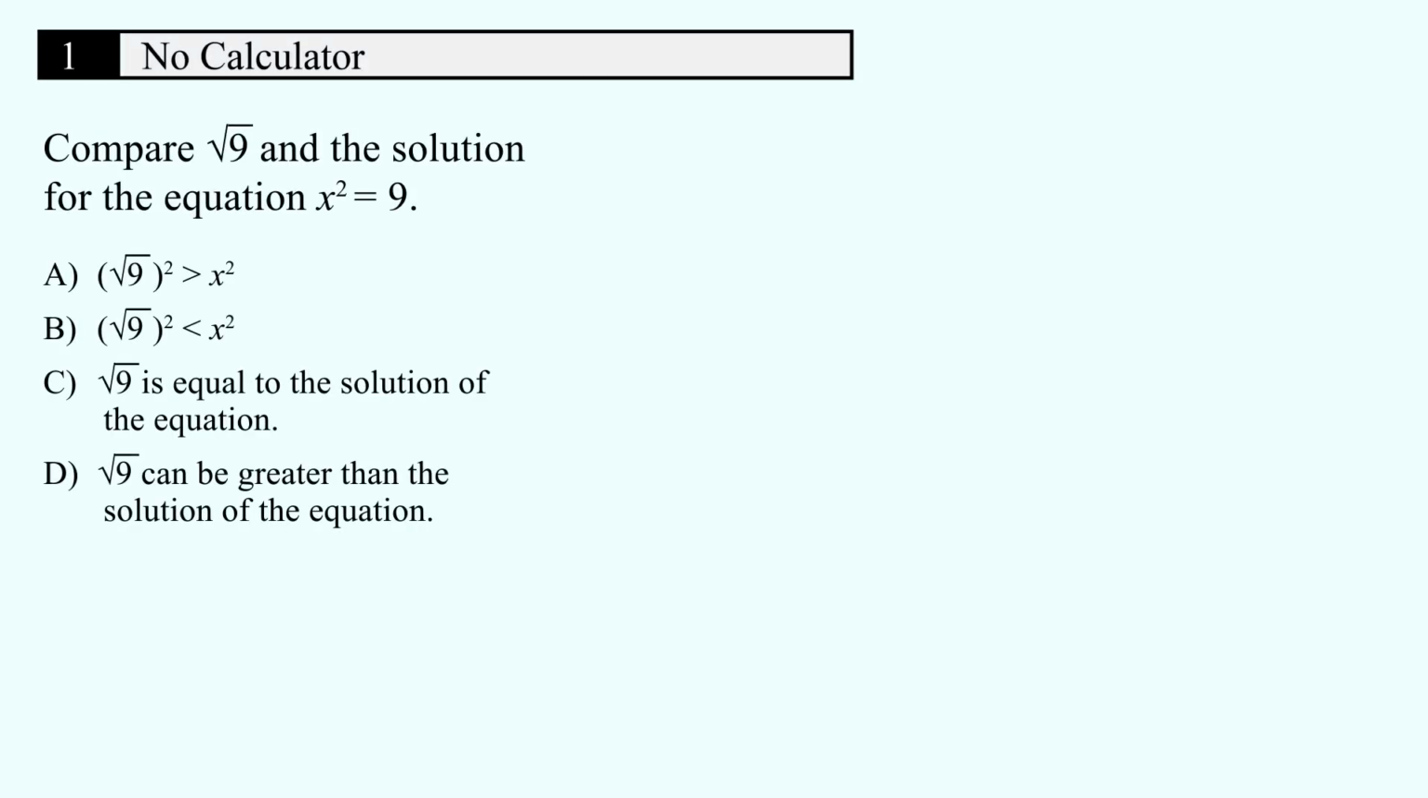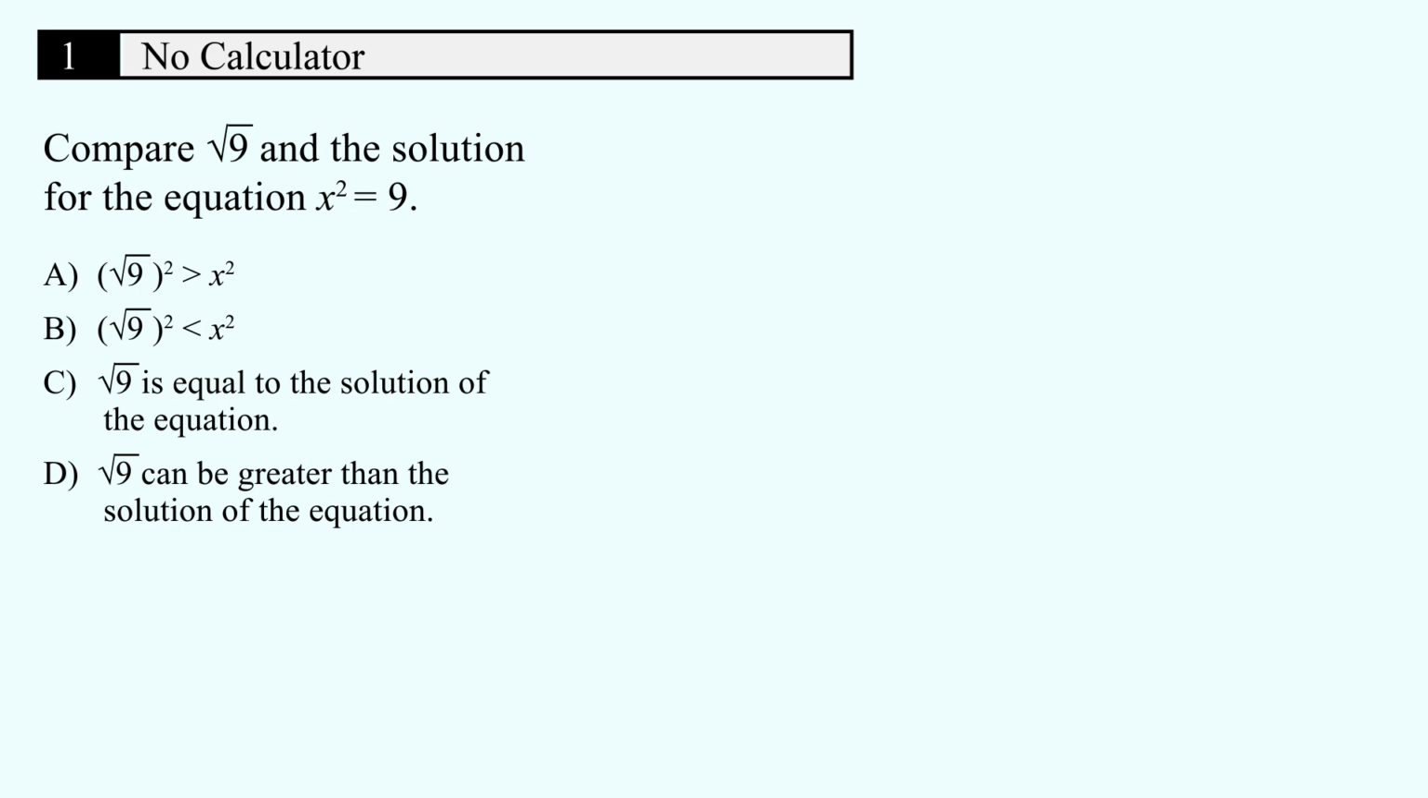Now let's take a look at question number 1. It says compare the radical 9 and the solution for the equation x squared equals 9. But your immediate reaction is say, well, they look equal to me because the radical 9 is really 3, and this x squared, if I take the square root of both sides, you get x equals 3. Well, that's wrong. And so if that's wrong, you can eliminate A, B, and C. Why is it wrong? I have this question here not because that question itself would show up on the test. It's to remind you something very, very important.